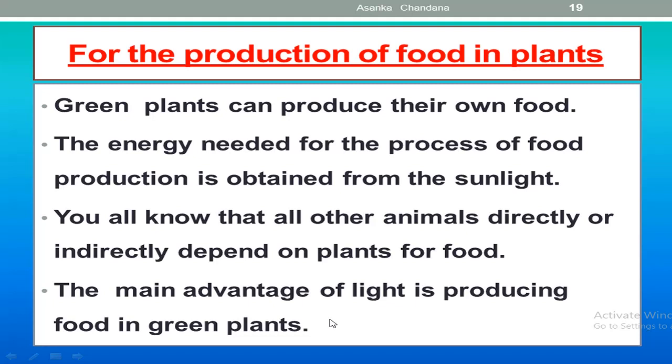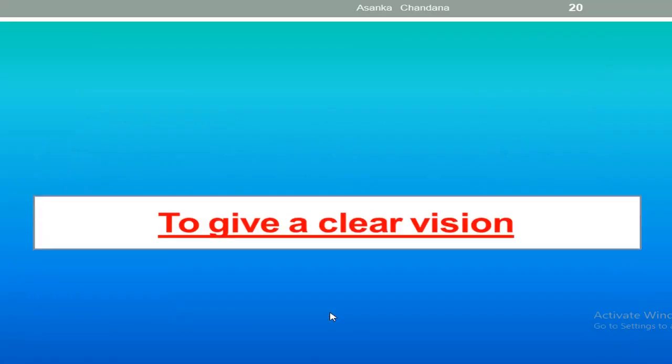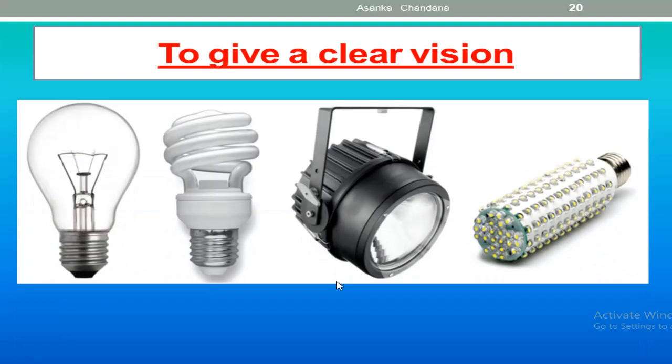When we consider the importance of the sun, the main importance of sunlight is producing food. The world depends on that food. Right, then we will go to our next topic, to give a clear vision. To give a clear vision, a bulb like that can be used. Therefore, to give a clear vision, light is most important. Right, next one.